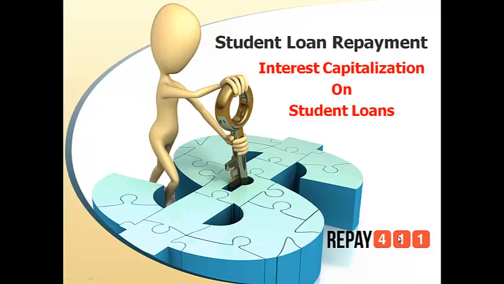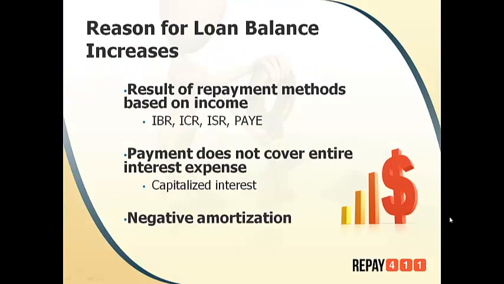Let's begin. One of the things you need to be concerned about is the reasons why your student loan balance could be increasing. This is a function of which loan repayment method you select, and the ones where what's termed negative amortization or interest capitalization occurs are under the income-based repayment methods: income-based repayment, income contingent repayment, income-sensitive repayment, and the new one, Pay As You Earn.